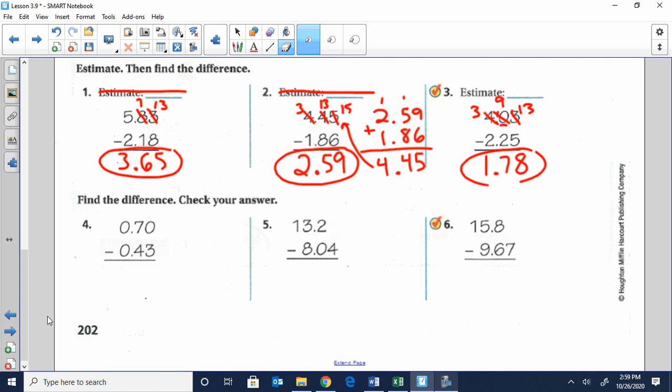The correct answers for each of these: for 70 hundredths minus 43 hundredths, you should get 27 hundredths. For number 5, 13 and 2/10, which we added the 0, minus 8 and 4 hundredths, you should get 5 and 16 hundredths. 15 and 8/10 on number 6, minus 9 and 67 hundredths. After you add a 0 and you borrow, you should get 6 and 13 hundredths.